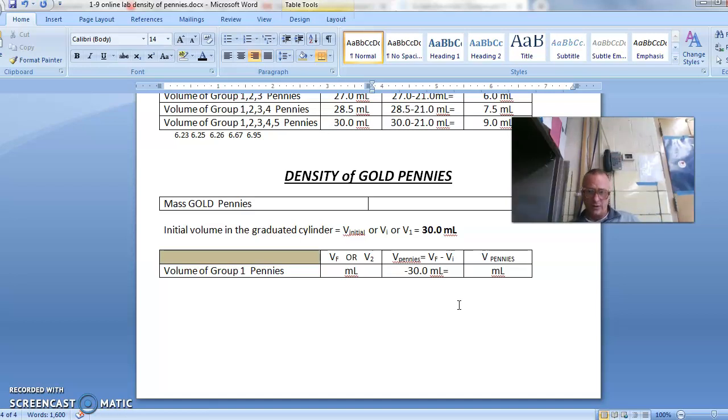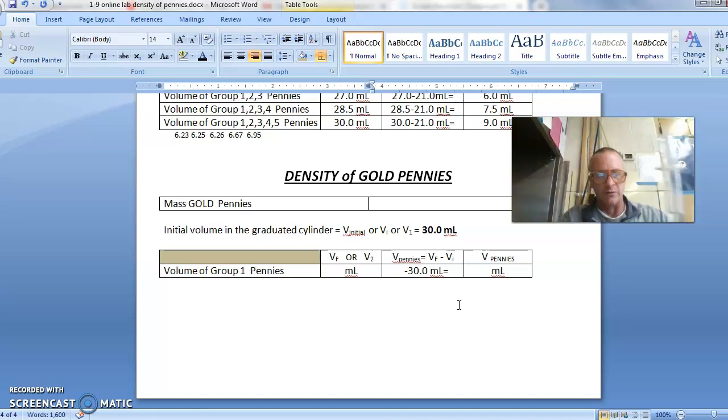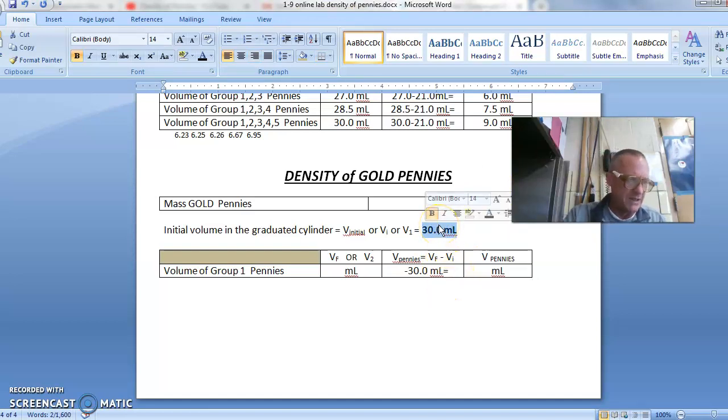Oh, I just dropped one. There it is, I got all 10 back. Here we have a graduated cylinder. In this graduated cylinder, there is 30 milliliters of water initially. So our initial volume is 30 milliliters. You can see that right here on your data table. 30 milliliters. And now we're going to place the pennies in there and see what it goes up to.